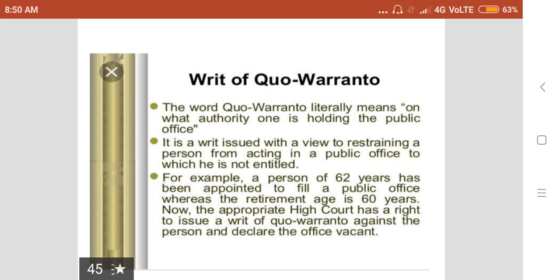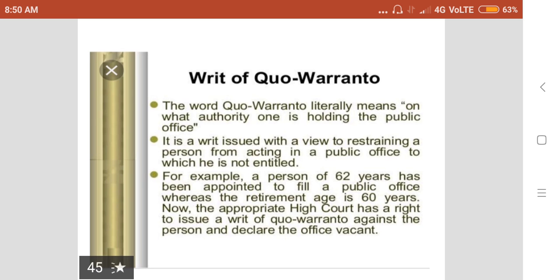So, the simple meaning of this is that a person who is above 60 years cannot be appointed freshly to any government office. Why? Because the retirement age in the state or in India is 60 years. So a person above 60 years cannot be appointed by the higher authorities. This is an offense. So a public interest litigation can also be filed in a court against such kinds of appointments.